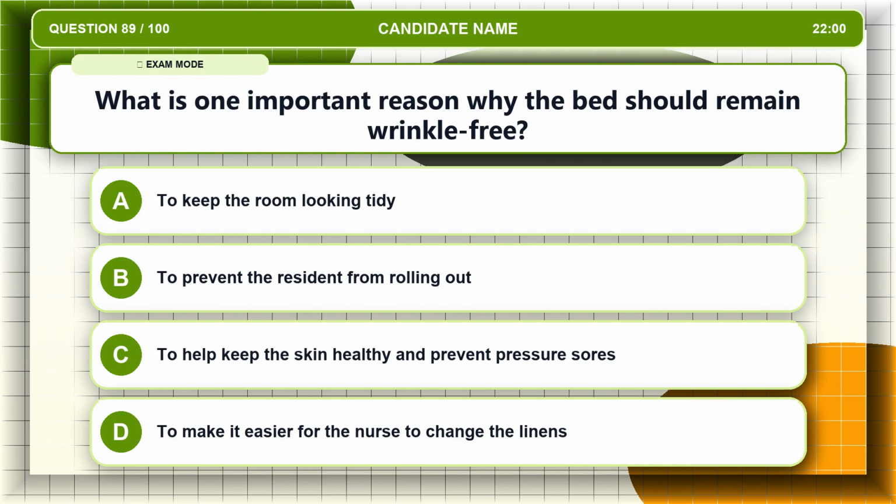Question 89. What is one important reason why the bed should remain wrinkle-free? Option A, to keep the room looking tidy. Option B, to prevent the resident from rolling out. Option C, to help keep the skin healthy and prevent pressure sores. Option D, to make it easier for the nurse to change the linens.